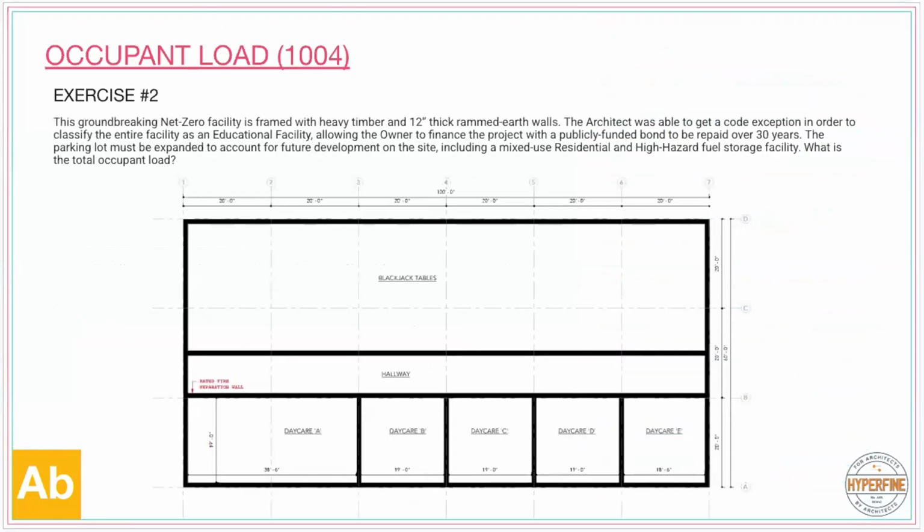Okay, very similar building, but this one's a complete square. Omid, we did subtract that elevator on the last one. You can take a look later when you get the slides from Amber Book. So this groundbreaking net zero facility is framed with heavy timber and 12-inch thick rammed earth walls. The architect was able to get a code exception in order to classify the entire facility as educational, allowing the owner to finance the project with a publicly funded bond to be repaid over 30 years. The parking lot must be expanded to account for future development on the site, including mixed-use residential and high-hazard fuel storage facility. What is the total occupant load?